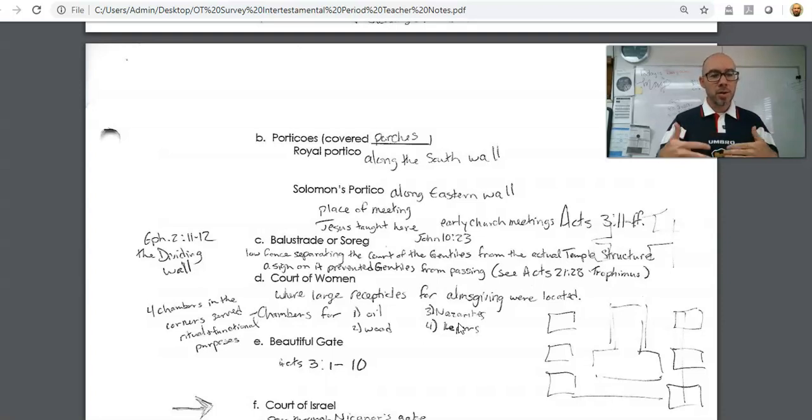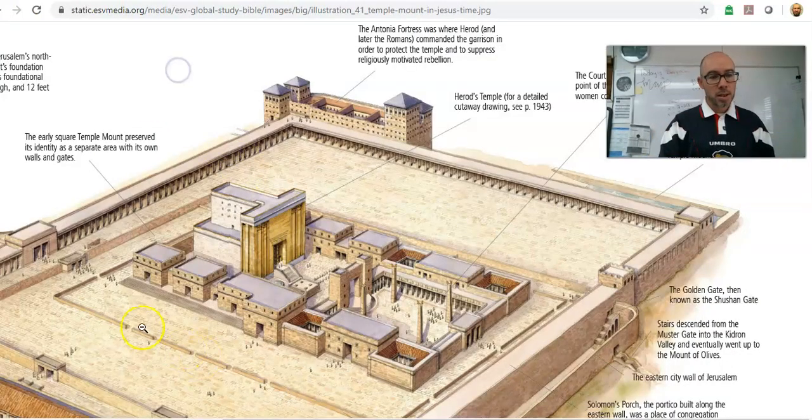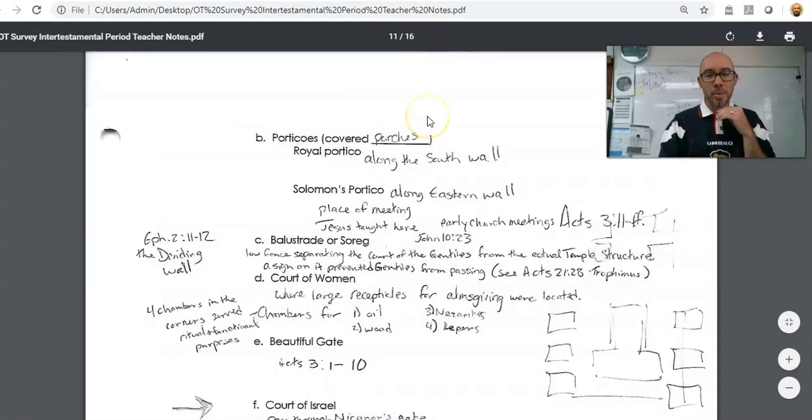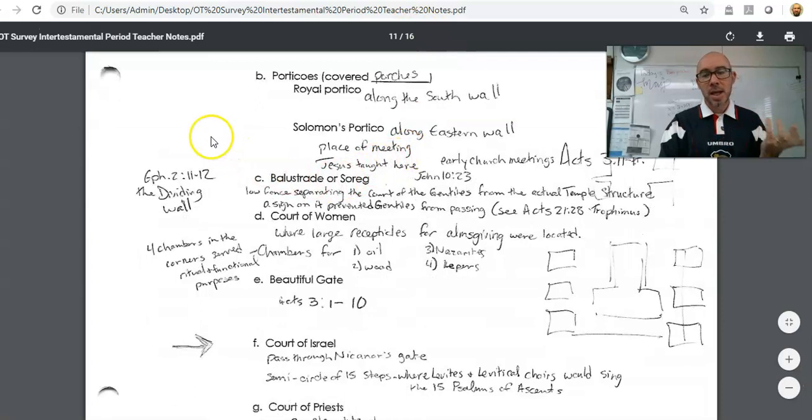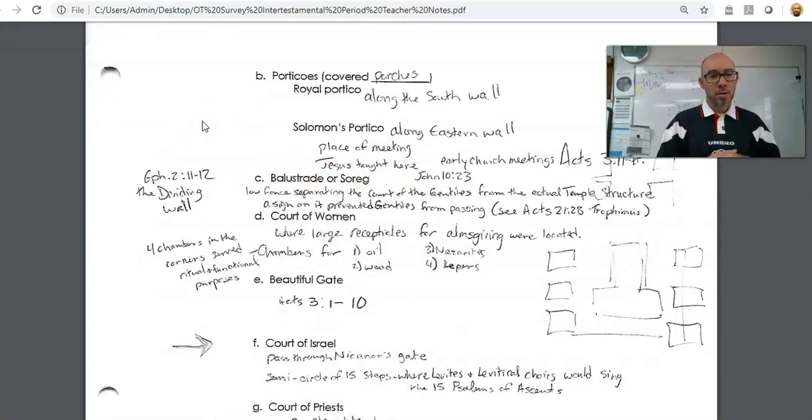There's then the balustrade, or the soreg, or the dividing wall that we saw in the picture. Again, this fence here with little gaps in it had signs on it that say, if you're a Gentile, don't go past this. And I bet they had gatekeepers, Levite gatekeepers, who were watching that pretty closely.